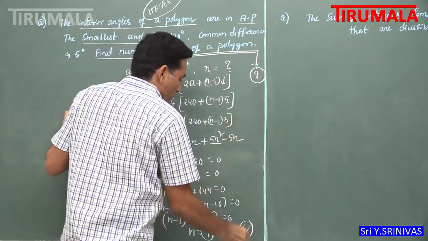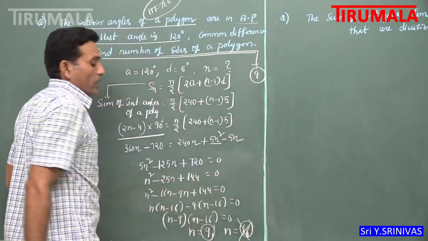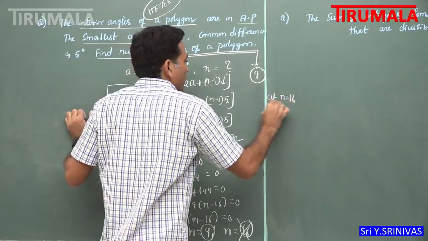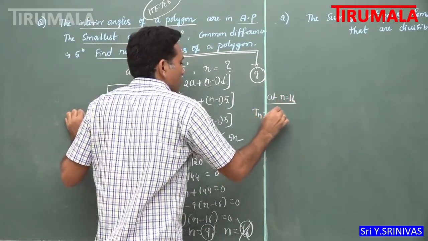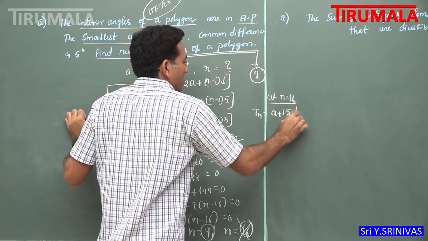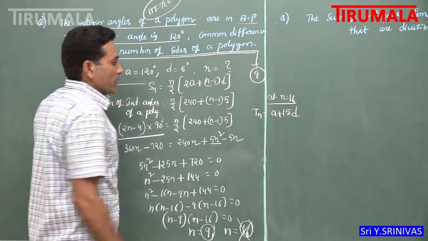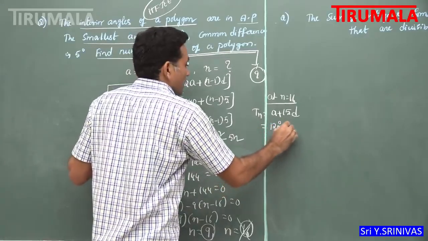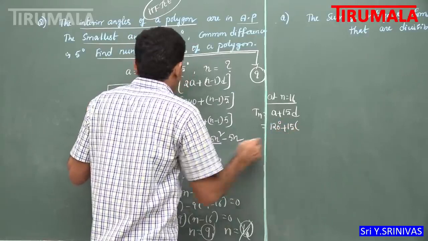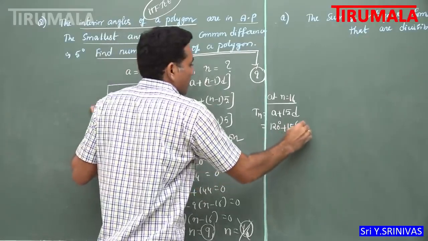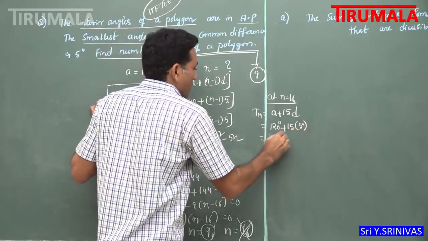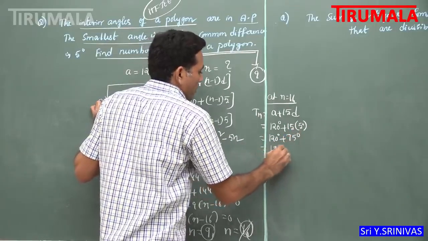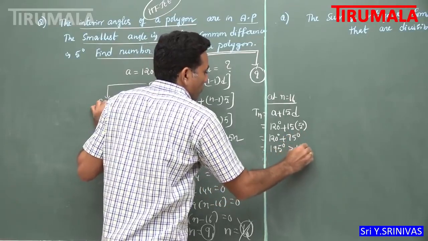Here n equal to 16 is not a suitable value. At n equal to 16, what is Tn, students? a plus 15 into d. What is a? 120 degrees. 15 into d, d is 5 degrees, so 120 degrees plus 75 degrees. It is 195 degrees, which is more than 180 degrees.